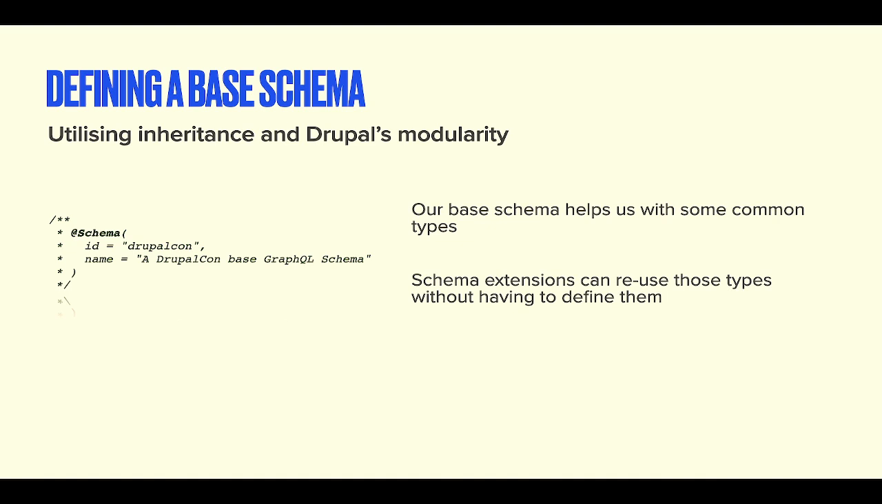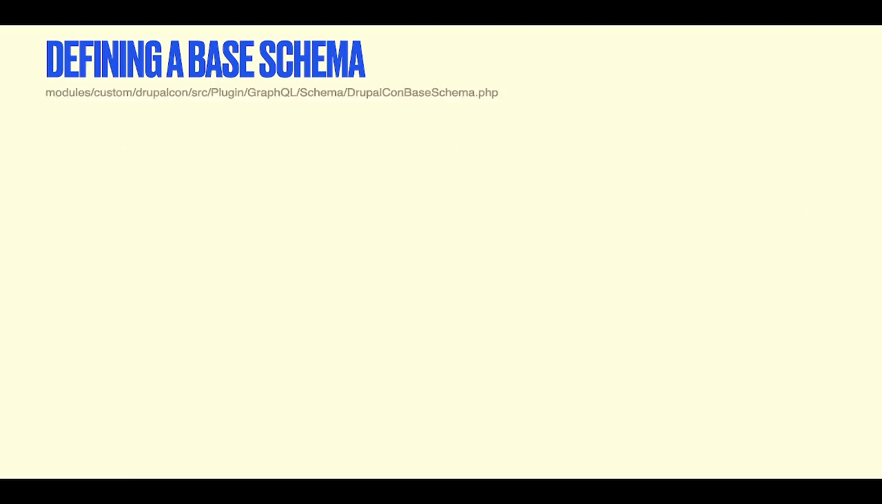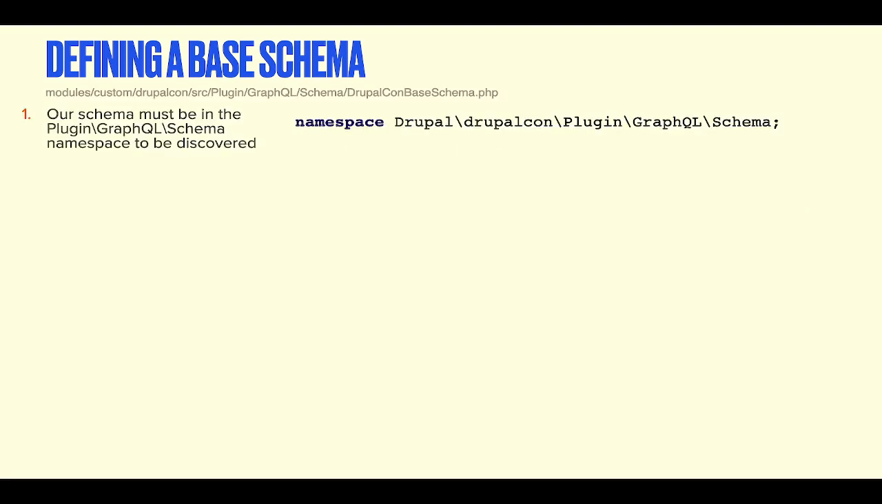So let's look at implementing our API. When we have our schema design, the first thing we'll do in the Drupal module is define a base schema. Everything in the GraphQL module works as plugins, and this is no different. Our base schema will contain some of our shared types, and we'll later show how schema extensions can reuse those and build on top of it to extend the functionality. So we do this in our DrupalCon base schema.php file in the plugin GraphQL schema namespace.